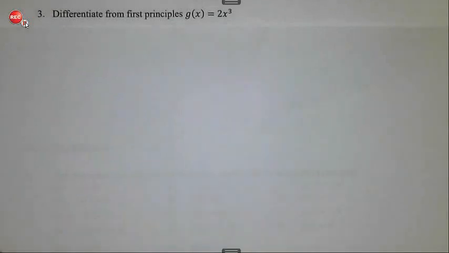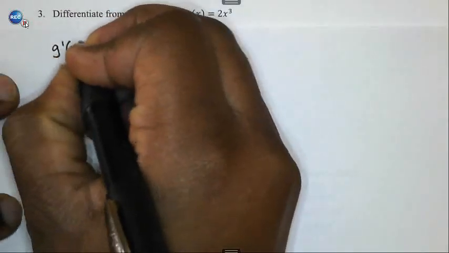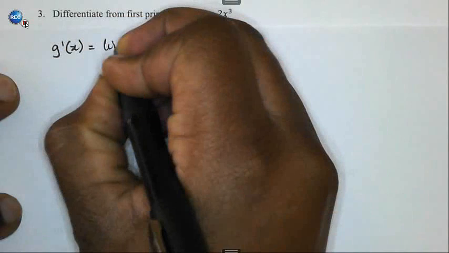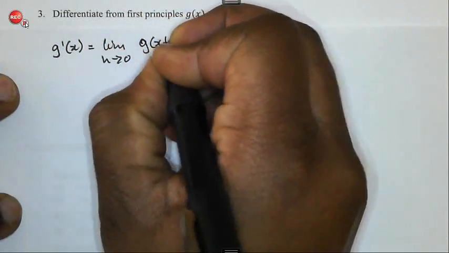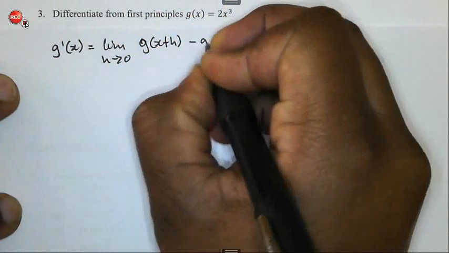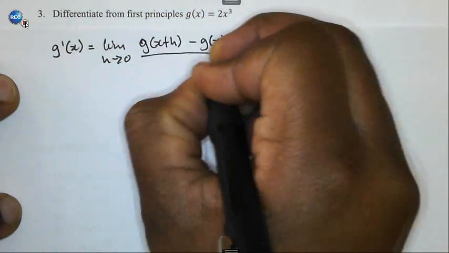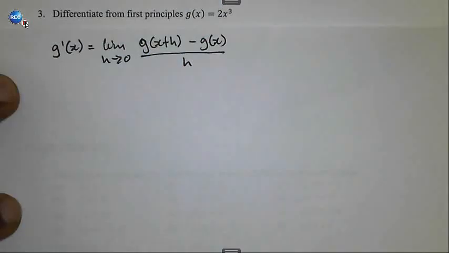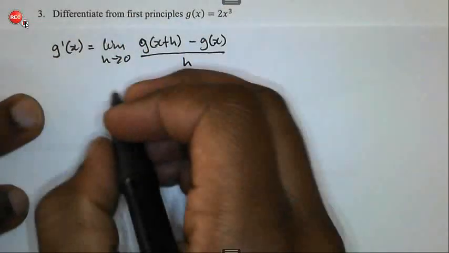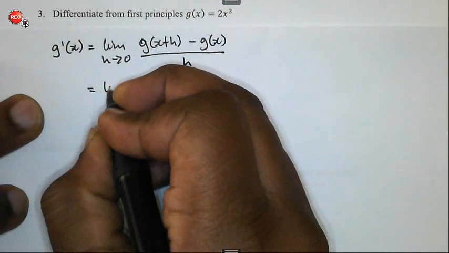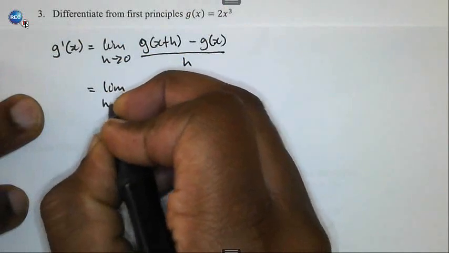Alright, third example. Differentiate from first principles g of x is equal to that. Okay, same. g prime of x is equal to the limit as h approaches naught of g of x plus h minus g of x. So it doesn't always have to be f. Even g can be used. Now let's see how this works out.